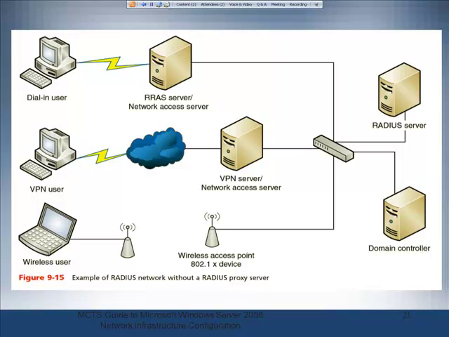Not a whole lot looked like it changed here, did it? This is actually the new slide, but what changed is we don't have the radius proxy anymore. All of the requests, all of the queries go to the radius server. The radius server then answers the clients. Each of these things, the RRAS network access server, the network access server, the wireless access point, are all going to be the clients for the radius server. They'll be the radius clients.